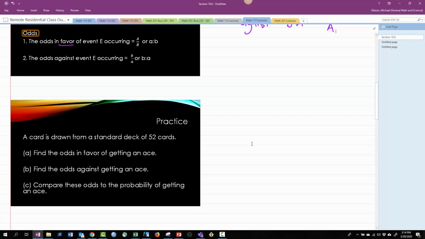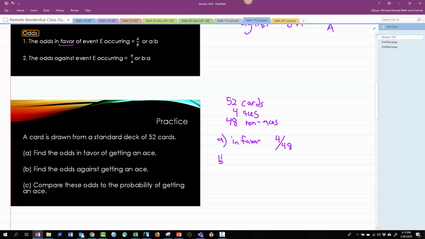All right, so for example, a card is drawn from a standard deck of 52 cards. A, find the odds in favor of getting an ace. All right. So there's 52 cards. There's 4 aces. So that means there's 48, and we'll call them non-aces, if you will, right? 48 cards that are not aces. So A is the odds in favor. So we put the number of ways of getting aces first and divide that by the number of ways of getting something other than an ace.